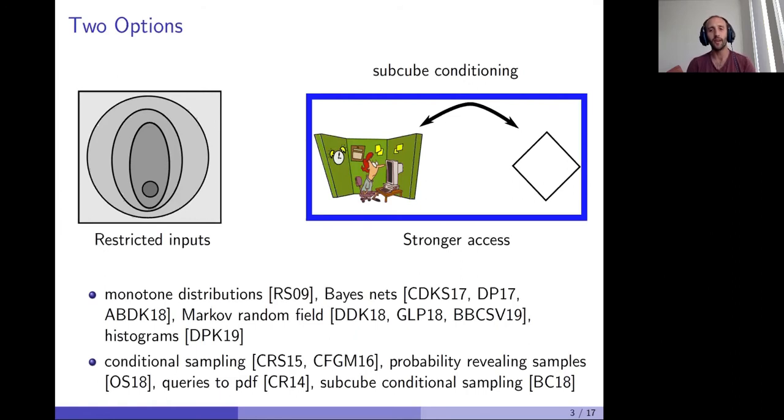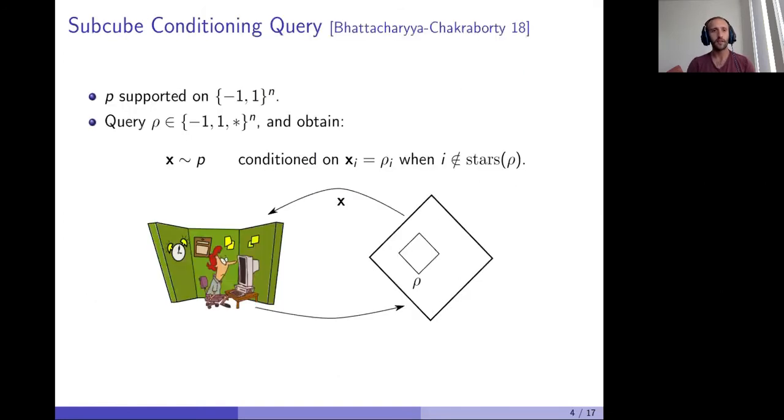This is simply one way in which Alice can access the distribution, which is more than simply independent samples. The subcube conditional query was introduced in a paper by Bhattacharyya and Chakraborty in 2018, and the setup is as follows. We have a distribution P supported on {-1, 1}^n, and a subcube conditioning query is given by a string rho of length n, where each index is set to either -1, 1, or star.